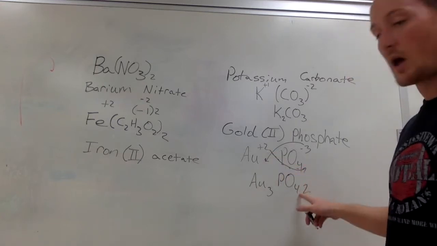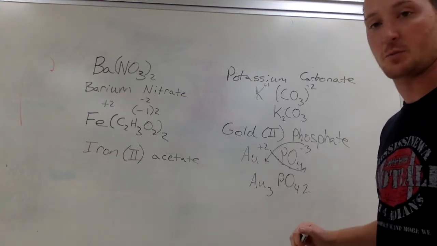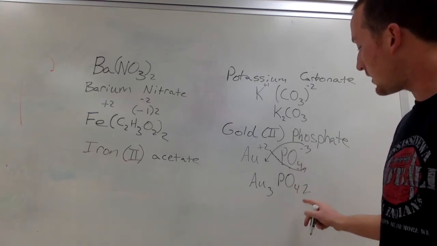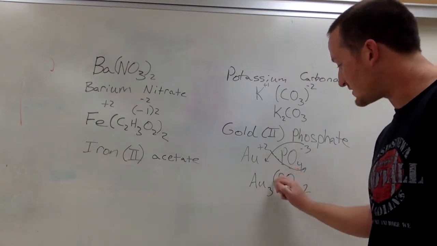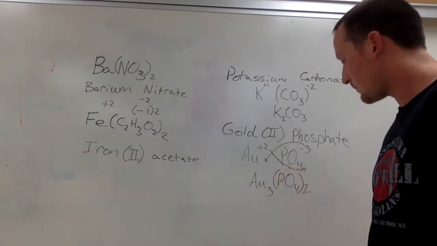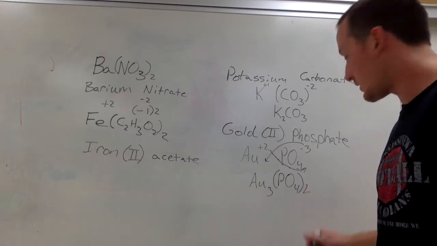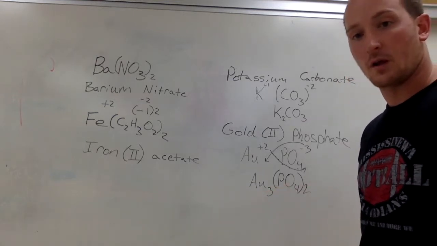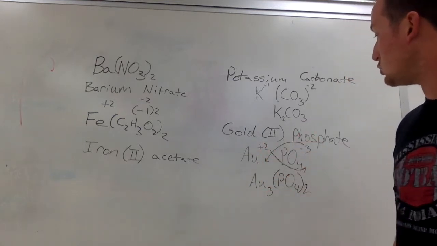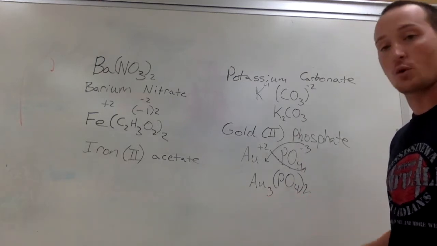Now, do not leave it like this, because remember, this looks like we have 42 oxygens. This is where you have to use parentheses. Anytime that you put a subscript on a polyatomic ion, you have to put parentheses around it to make it look like that. So now, there is our correct formula for gold 2 phosphate. It would be Au3 (PO4)2.